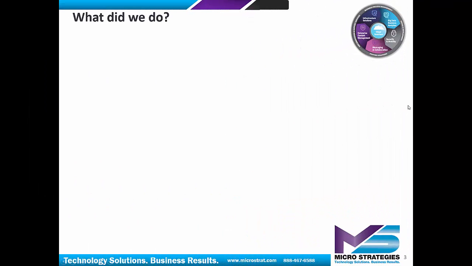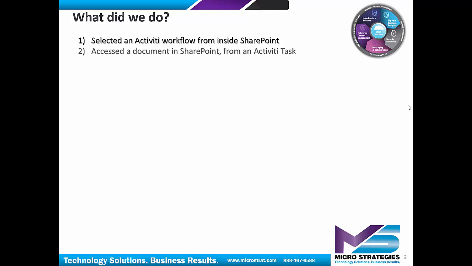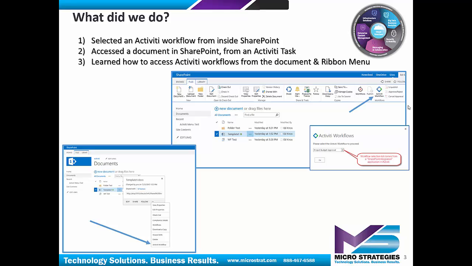So, what did we do? Well, we selected an activity workflow from inside the SharePoint interface. We accessed a document that was stored in SharePoint from Activity and was able to edit that document. We learned how to access activity workflows from not just the document, remember the action list, but also from the ribbon menu across the top. Basically, the idea of accessing activity workflows, or executing, I should say, activity workflows was as easy as 1, selecting the document, 2, selecting the activity workflow, 3, hitting go.